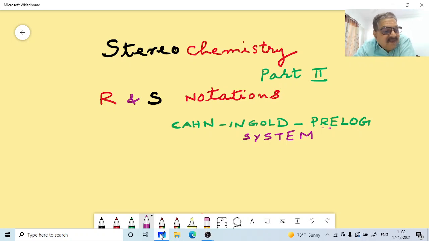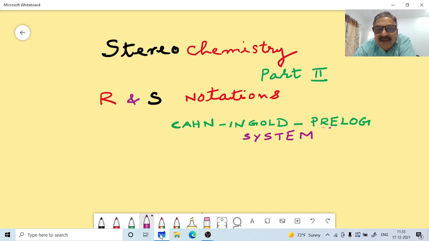This is the conventional method. We use a solid line to represent a bond in the plane of the paper. Then a wedge we use for a bond in front of the plane. A dashed line is used for a bond behind the plane. And this is different from that. This is actually the R and S notations for distinguishing these stereoisomers, naming the stereoisomers here.